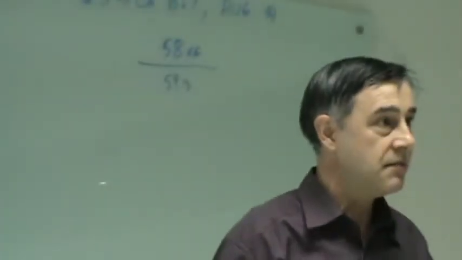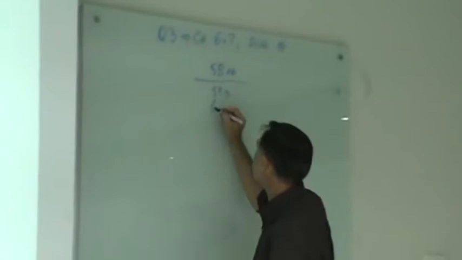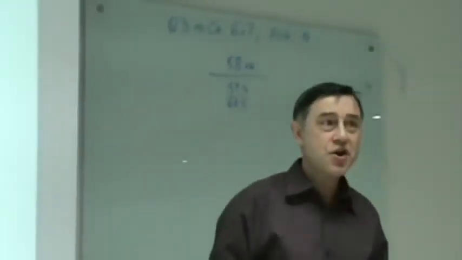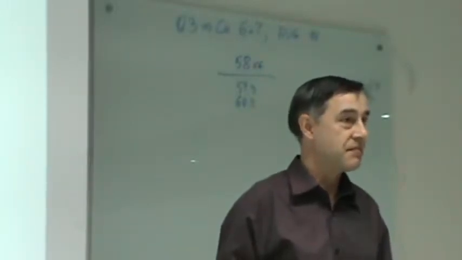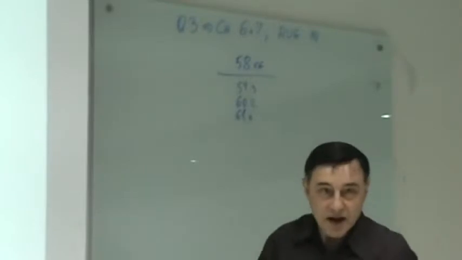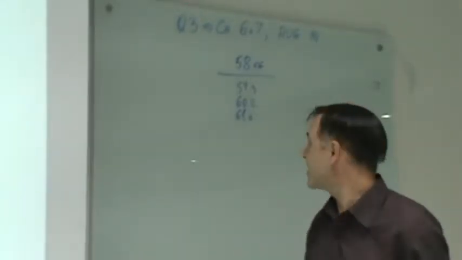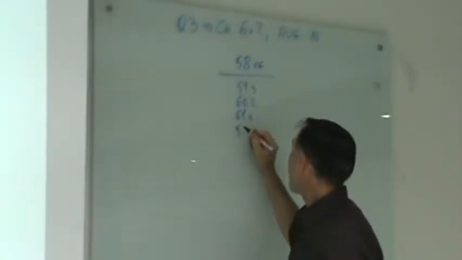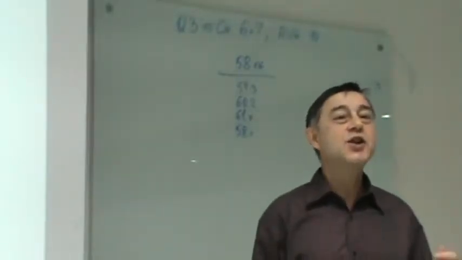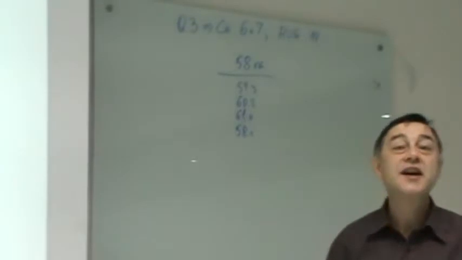Then I step again a second time to measure, and the scale says 60.2. Then I step a third time, make a third measurement, and it says 61.0. I step a fourth time, and it says 58. Now, the question is: is this scale good or is this scale bad?